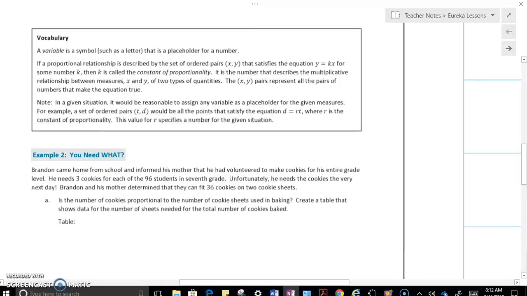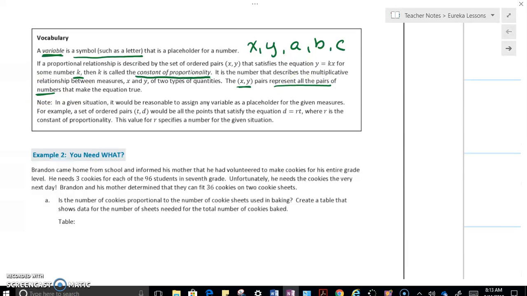All right, we talked about this for some brief time in other lessons, but a variable, remember, is a symbol such as a letter. These letters can be X, Y, A, B, C. It doesn't matter. It's any letter in our alphabet. But typically, when we're talking about constant of proportionality, you see the letters X, Y, and K, where K is the constant of proportionality, okay? And X and Y represent all the pairs of the numbers.